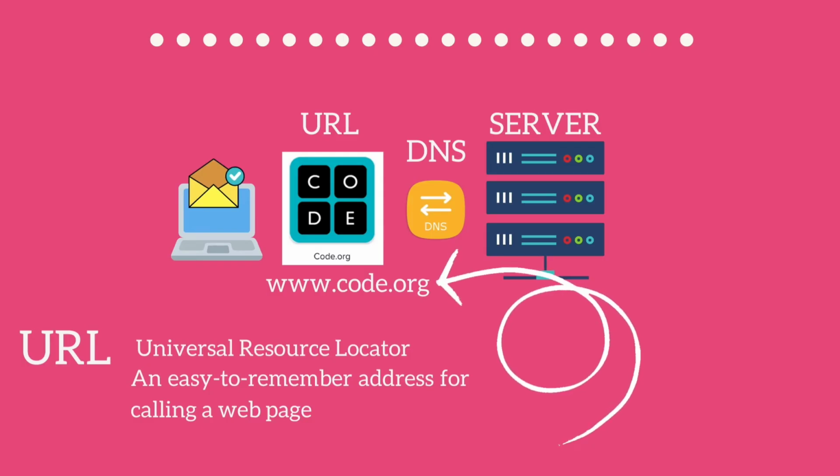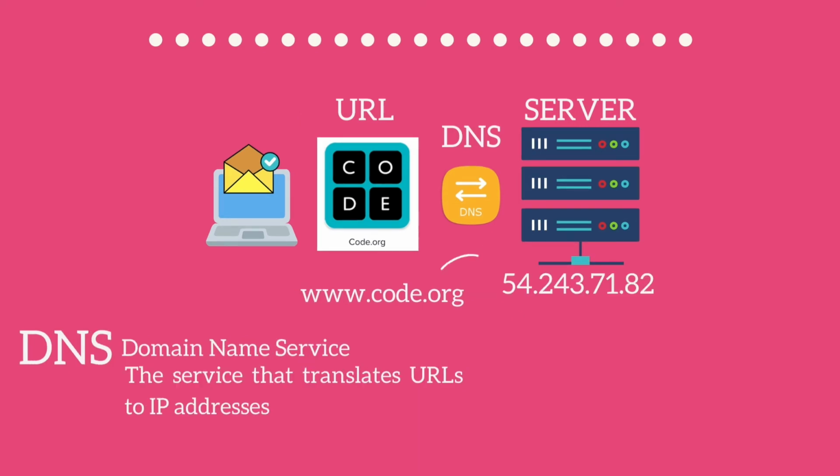So, if you're used to sending information to URLs like www.code.org, and the servers actually have IP addresses for names like 54.243.71.82, how does the internet change from one to the other? That's what the DNS is for. The DNS, domain name server, has tables that allow the system to go back and forth between URLs and IP addresses. If the domain name servers ever stop working, it would shut down the internet as we know it.